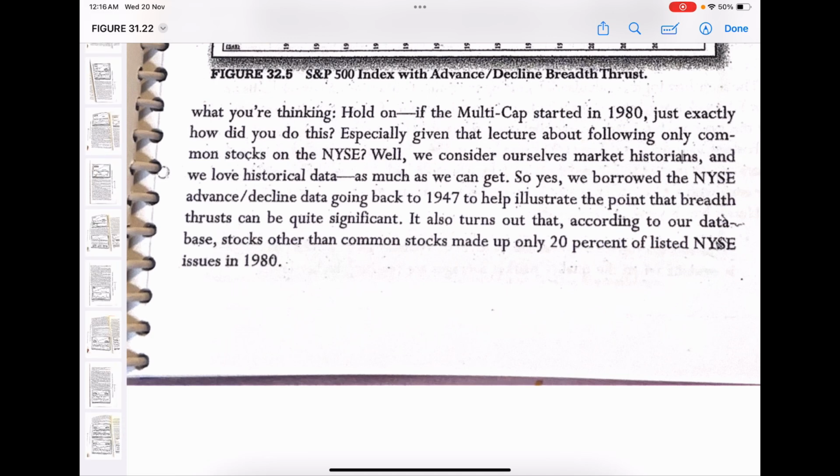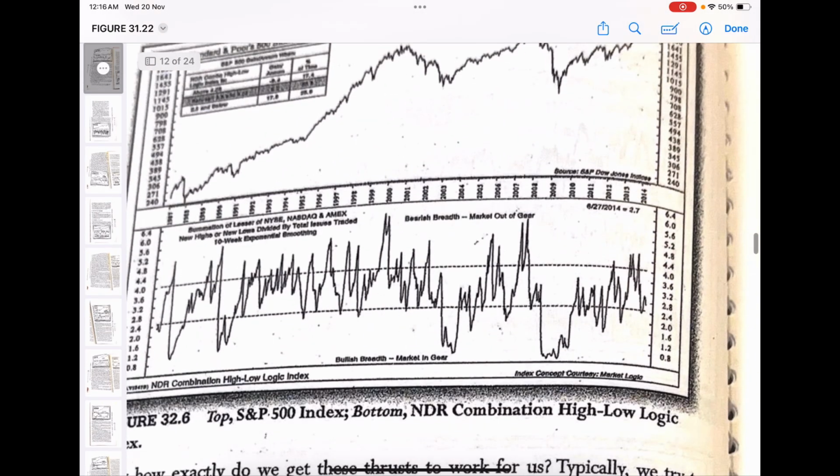Well, we consider ourselves market historians and we love historical data as much as we can get. So, yes, we borrowed the NYSE advance-decline data going back to 1947 to help illustrate the point that breadth thrust can be quite significant. It also turns out that, according to our database, stocks other than common stocks made up only 20% of listed NYSE issues in 1980.